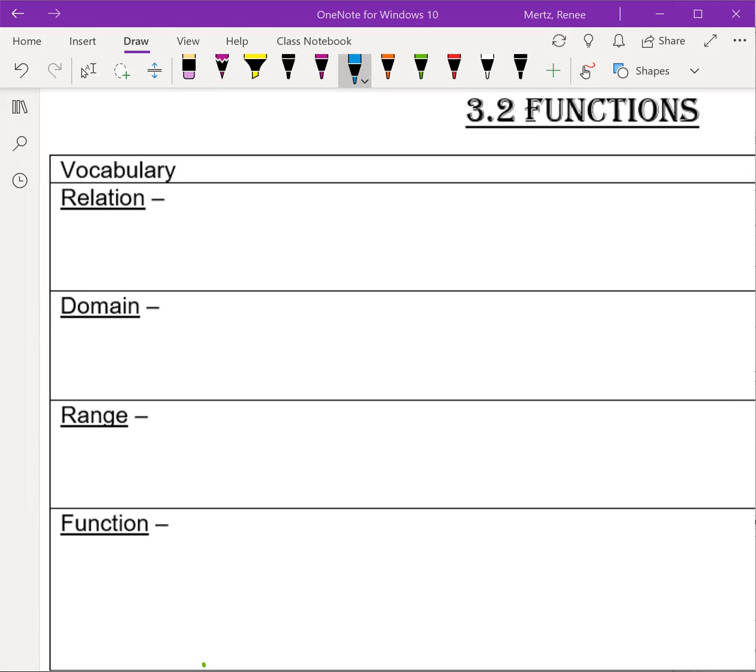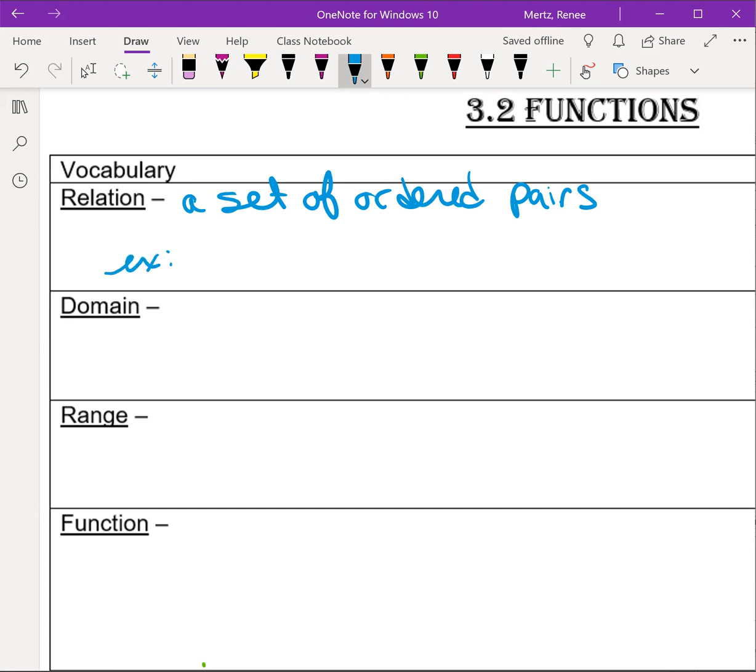A relation is a set of ordered pairs. For example, just give me a list of ordered pairs: (0, 1), (2, 5), (3, 6), (7, 8).